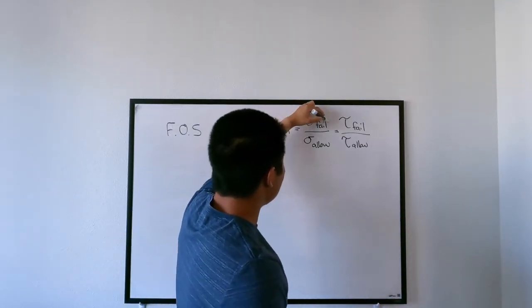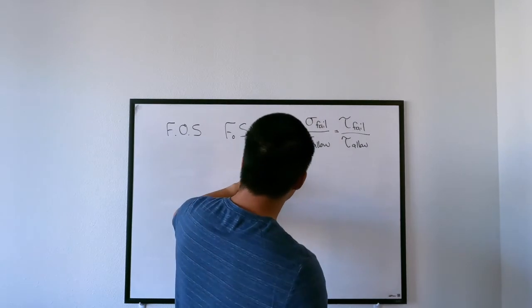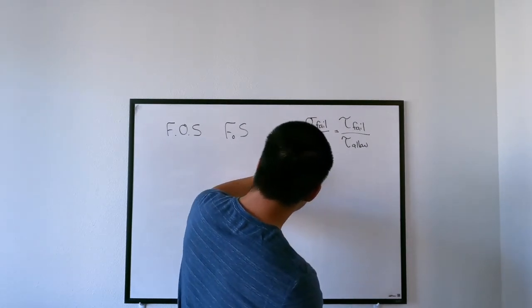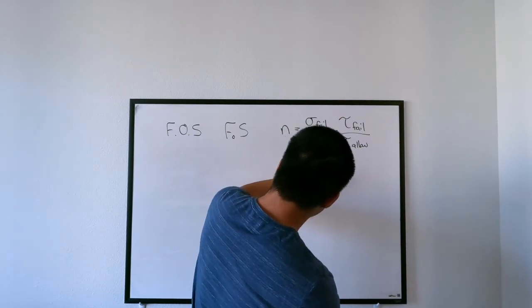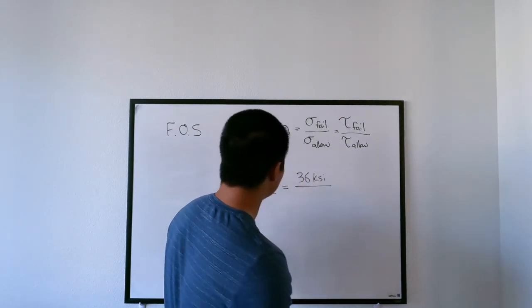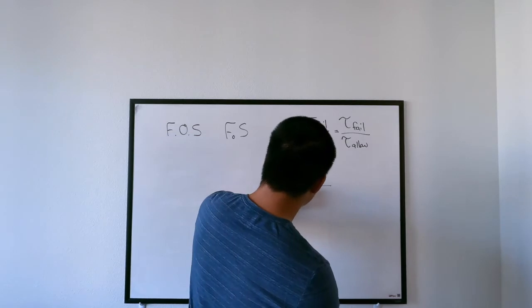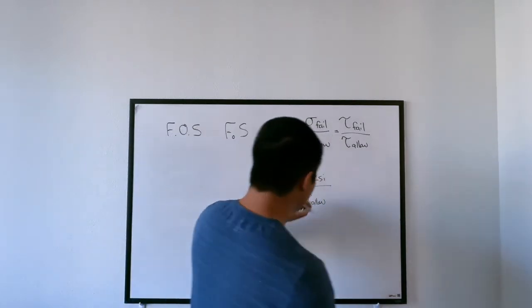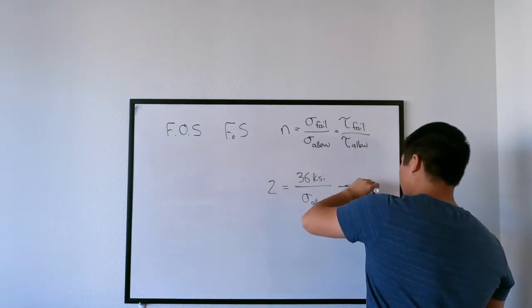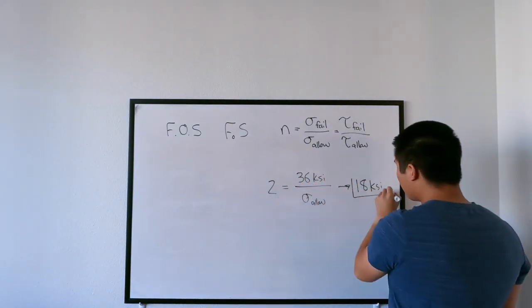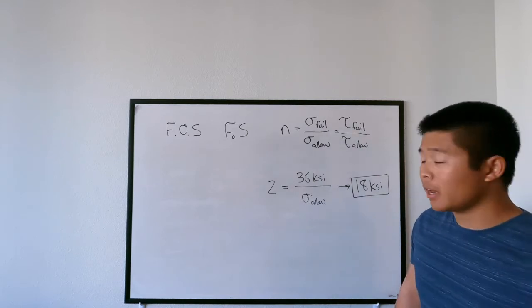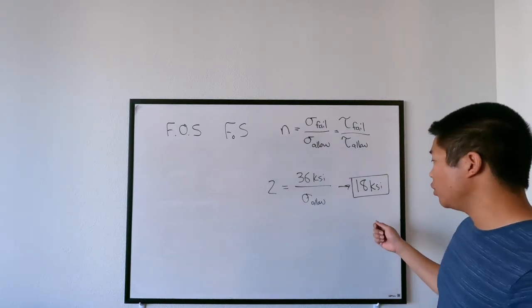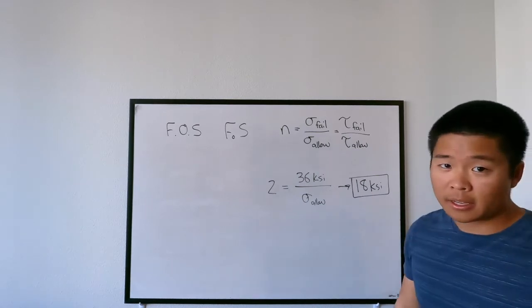This is going to be your failure right here. So if I want to calculate my allowable stress, it's only going to be 18 KSI. It says, hey, if my steel is going to fail at 36 KSI, then the maximum allowable stress that I'm going to put on my system is going to be 18 KSI.